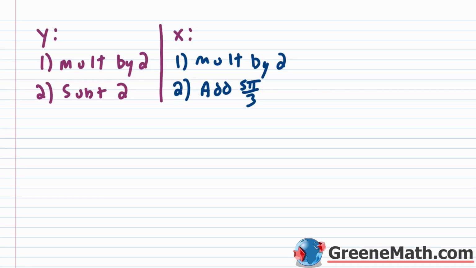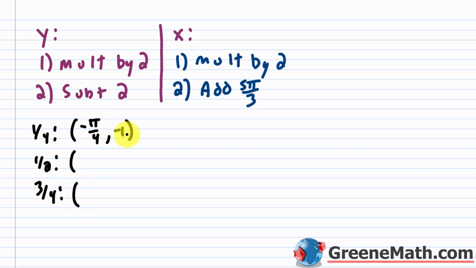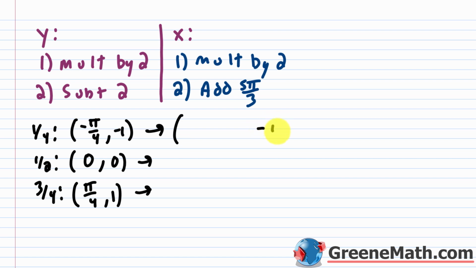So let's come down here and let's do the points first. So if we have our first quarter point, then halfway, and then 3/4 of the way. Again, we already know that we have negative pi over 4 comma negative 1. We have 0 comma 0. And then we have our pi over 4 comma 1. So when we do our transformations, we are going to take our x value here, which is negative pi over 4, and we're going to multiply by 2, and then we're going to add 5 pi over 3. So this would be equal to what? This right here would cancel with this right here and leave me with a 2 down there.